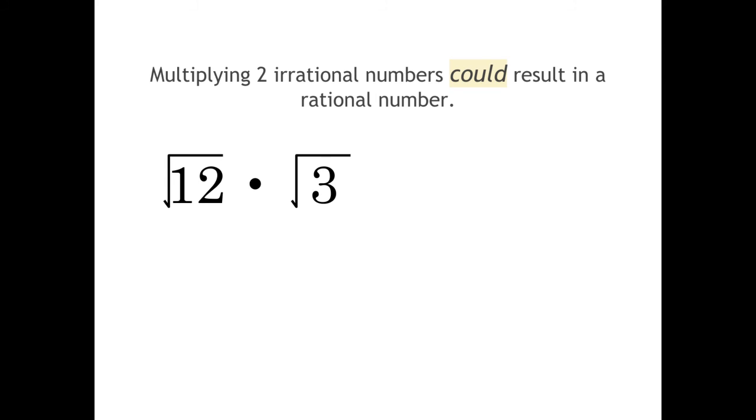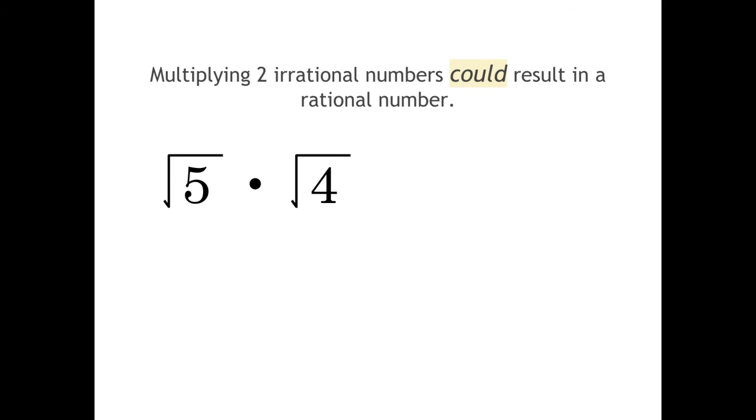Radical 12 times radical 3 will equal radical 36. Radical 36 is 6, which is rational. Radical 12 and radical 3 by themselves are both irrational. However, if you multiply them together, you get a rational number. However, many times, if you multiply two irrational numbers together, you usually will get an irrational number as well.